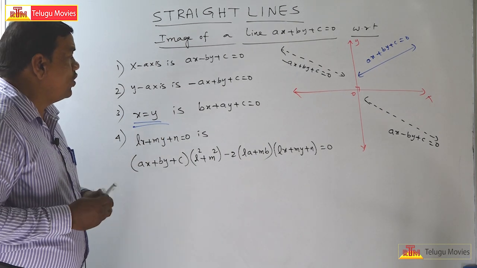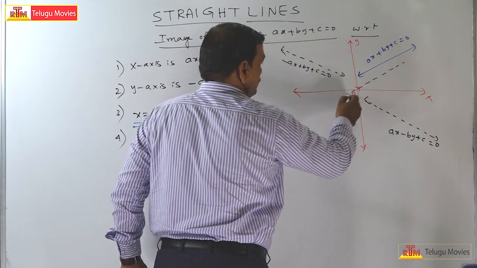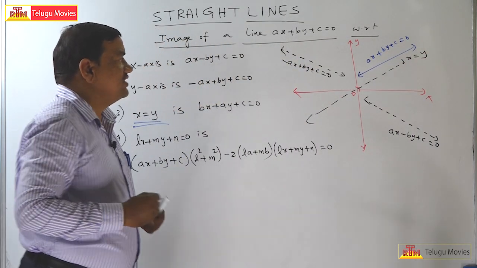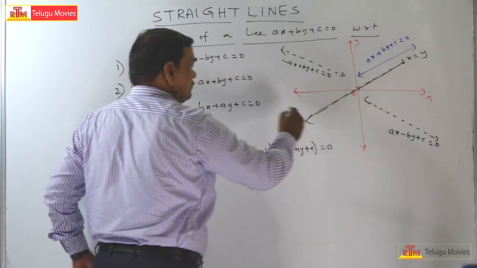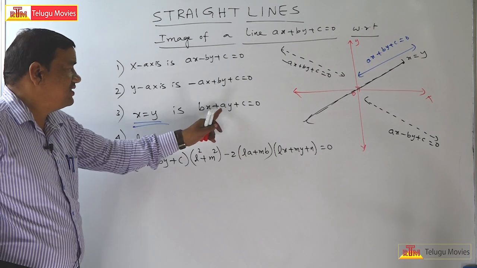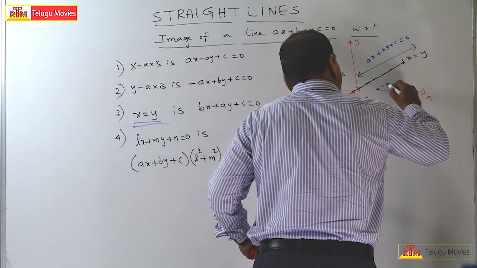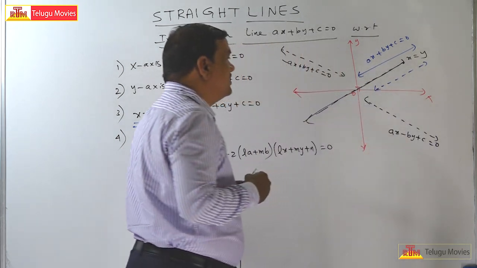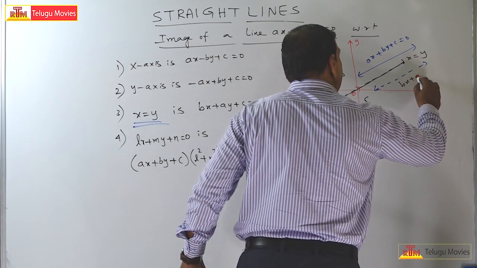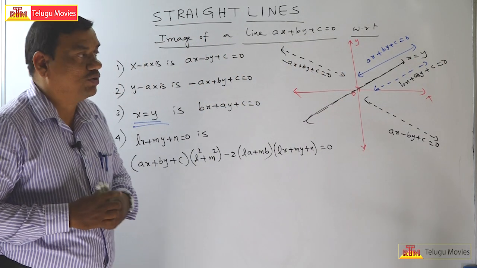Yes. The x is equal to y line means what? See here. This will be the x is equal to y line. Now what is the image of the line ax plus by plus c? Here a and b both will be interchanged. So the image will be like this. Then the equation of that line will become bx plus ay plus c is equal to 0. Bx plus ay plus c is equal to 0.